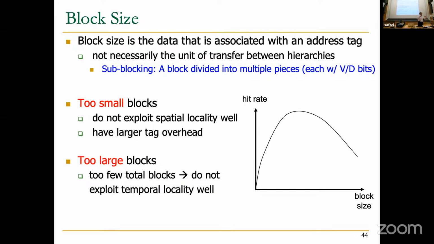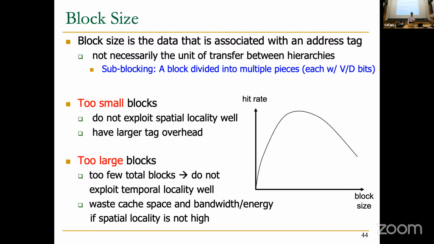As a result, now you stop exploiting temporal locality really well, because in the limit, you have a large cache, 1 megabyte cache and 1 megabyte block. That's a single block. You'd better have extremely good spatial locality there, right, to exploit that. And also we'll talk about some other issue with large blocks soon. Basically, large blocks waste cache space and bandwidth and energy if spatial locality is not high.